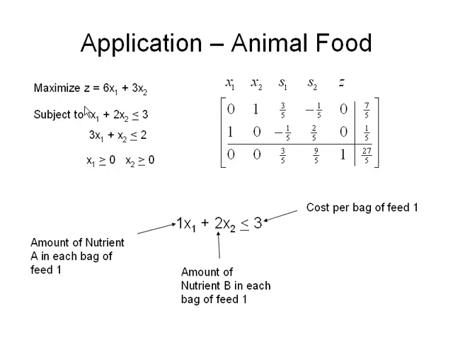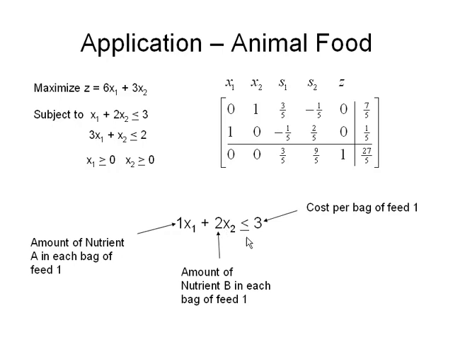Let's take one of our constraints and use it, in a backwards way, to figure out what X1 and X2 actually represent. In that constraint, 1x1 plus 2x2 less than or equal to 3, that 3 was the cost per bag of feed 1. The 2 in front of the x2 was the amount of nutrient B in each bag of feed 1, and the 1 is the amount of nutrient A in each bag of feed 1. So we have nutrients per bag times the variable, and that has to give us cost per bag.